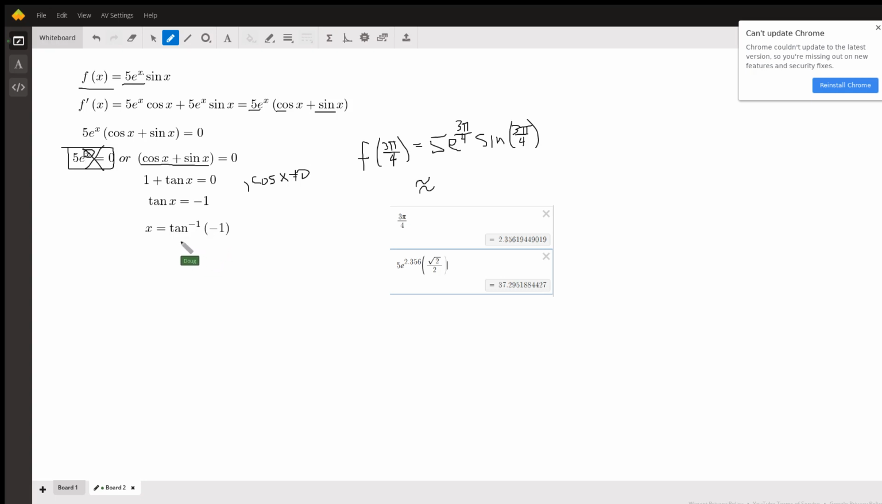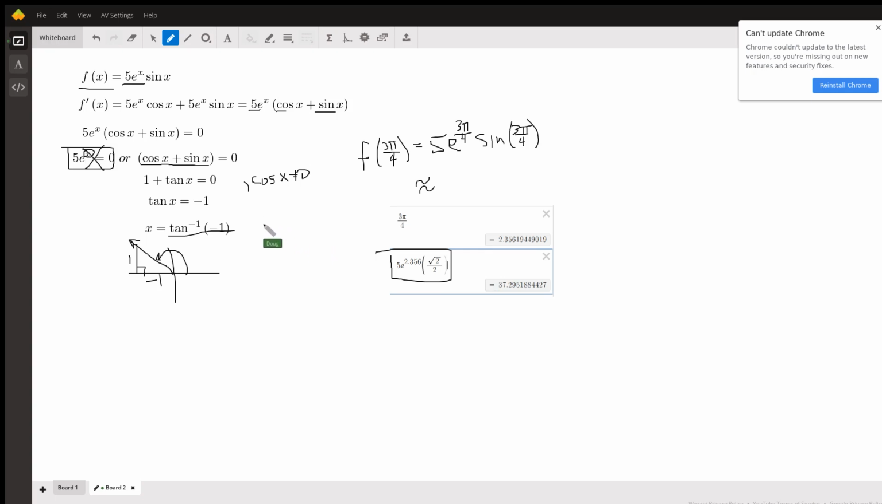Of course, there's infinitely many angles that satisfy this, but we only are looking on the interval from 0 to pi, and that happens right here, where this is a 45 right triangle. 1, -1, this angle is 135 degrees, or 3 pi over 4. So 3 pi over 4, if I substitute that into f, it gives this value of approximately 37.3.